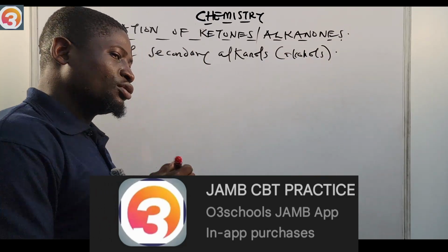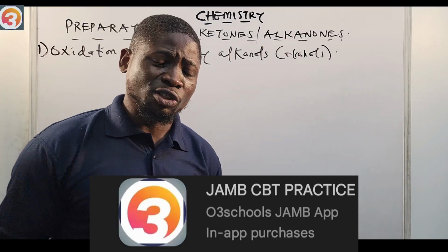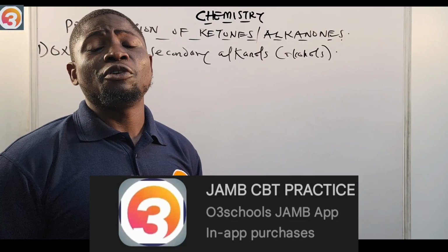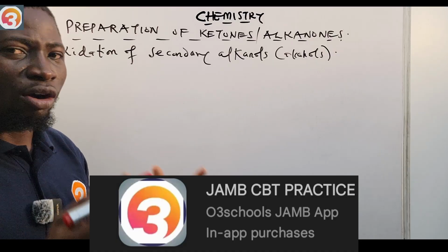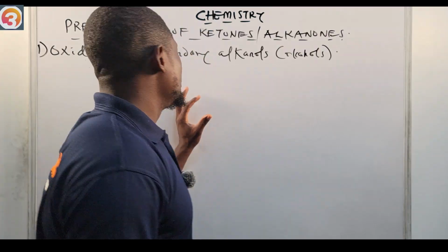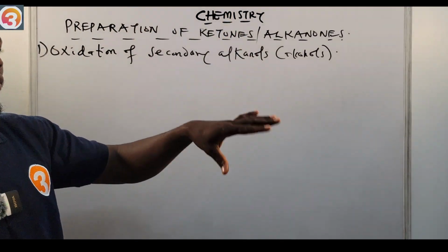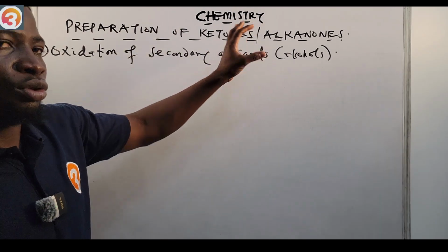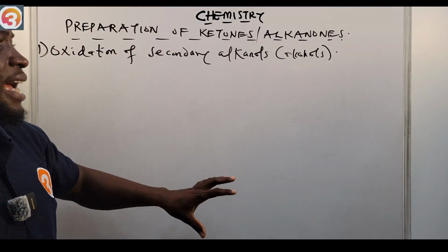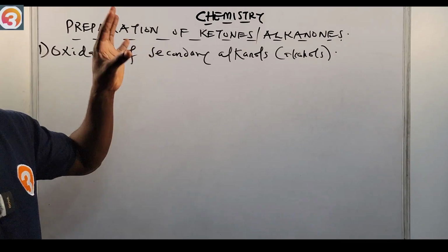In the last class we talked about oxidation of primary alkanols, and we said when primary alkanols are oxidized in the presence of strong oxidizing agents like acidified potassium permanganate and potassium dichromate(VI), we get an aldehyde, provided you use excess alcohol. Now for oxidation of secondary alkanols, what we get is a ketone, or an alkanone. So once a secondary alkanol is oxidized in the presence of an oxidizing agent like potassium dichromate(VI), what we have is an alkanone or a ketone.